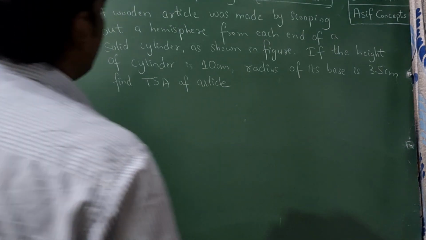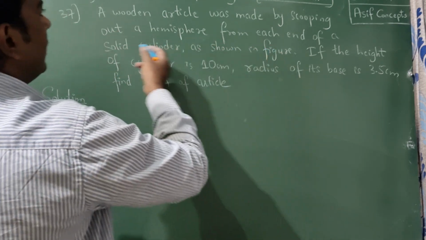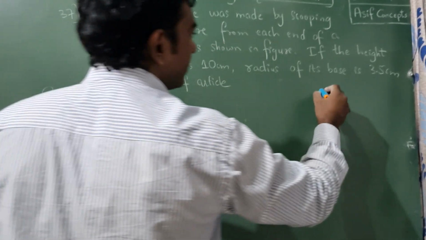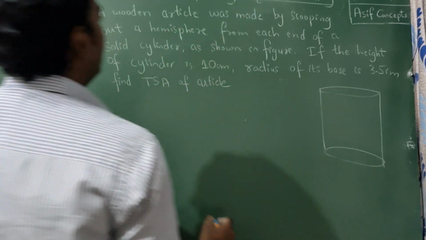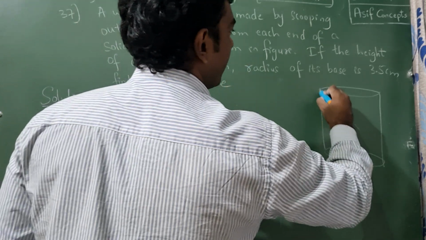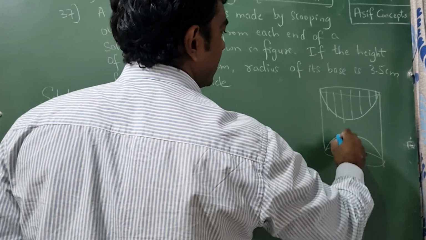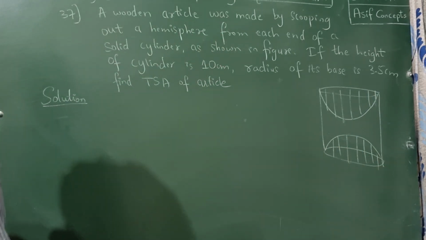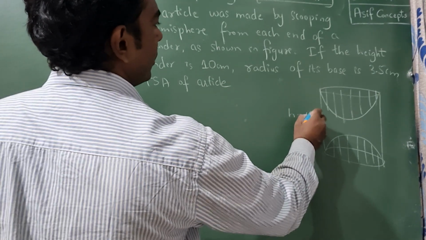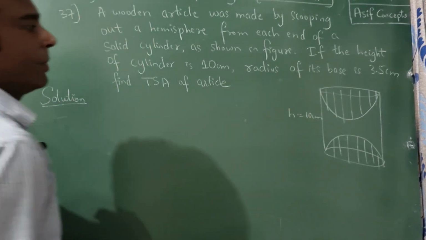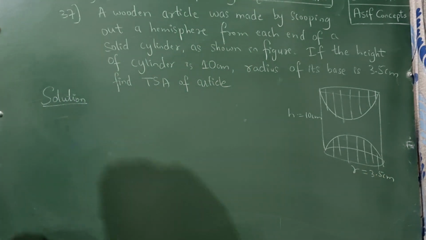37th question. A wooden article was made by scooping out a hemisphere from each end of a solid cylinder. So I'm going to draw a solid cylinder here. Now scooping out the hemisphere from each end. So like this and like this. So this is the hemisphere. Fine. Shown in the figure. If the height of the cylinder, that is h, is equal to 10 centimeter, the radius of its base is how much? 3.5 centimeter.